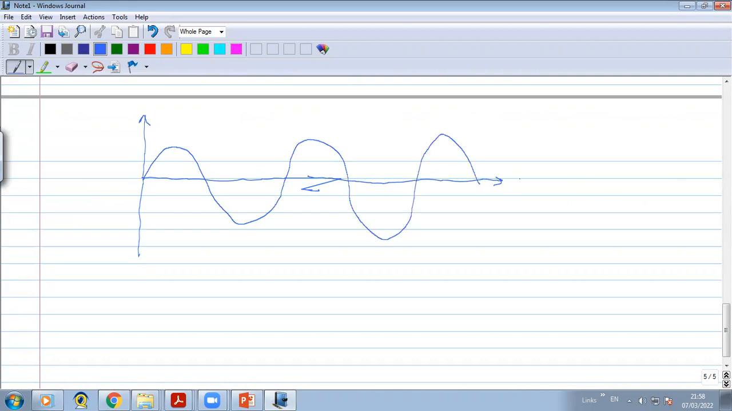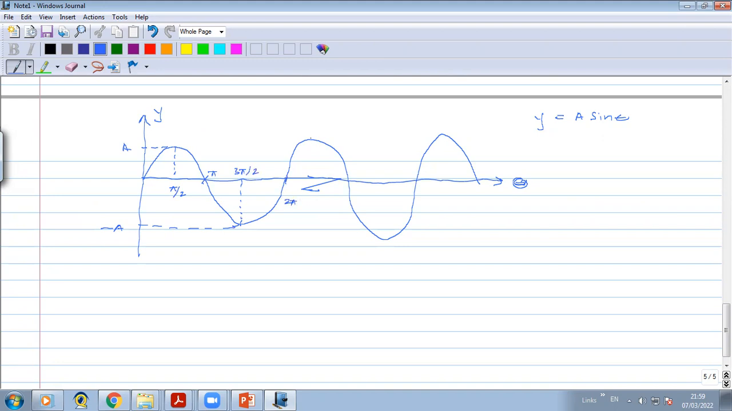If we plot y with respect to theta, we will get this kind of plot. Here y is equal to a sine theta, so we will have a here and minus a here. This is π/2, this is π, this point we will have 3π/2, and this point we will have 2π.